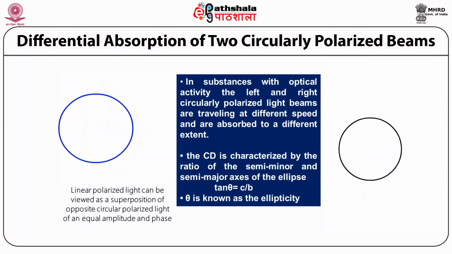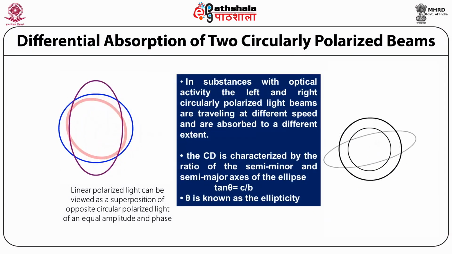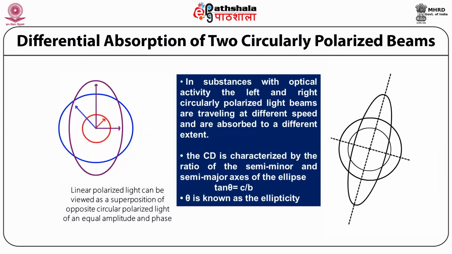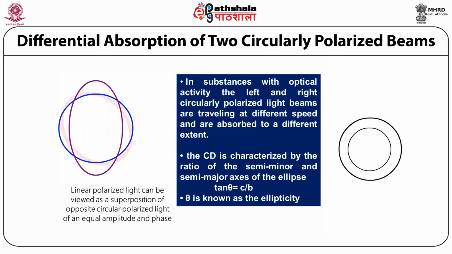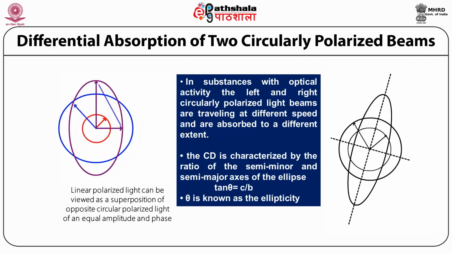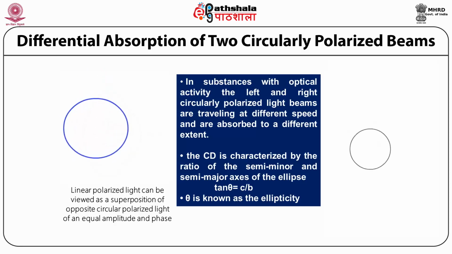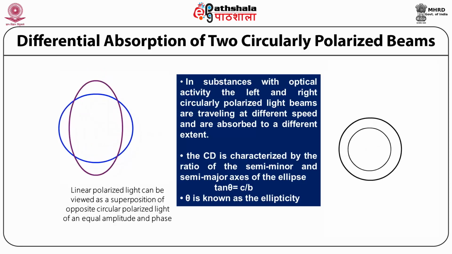We discuss the differential absorption of the two circularly polarized beams. You can see here that when E left and E right are equal in magnitude, it gives rise to linearly polarized light, which can be viewed as a superimposition of opposite circularly polarized light with equal amplitude and phase. In substances with optical activity, the left and right circularly polarized light beams travel at different speeds and are absorbed to a different extent.